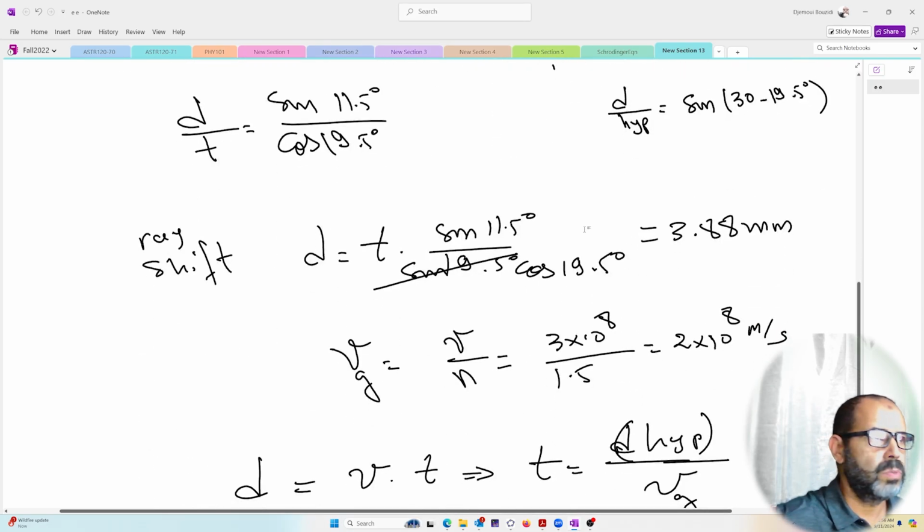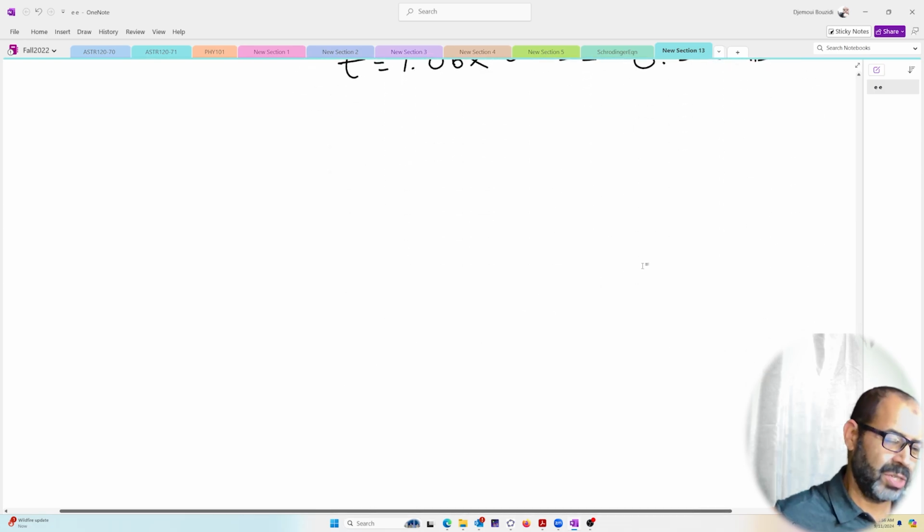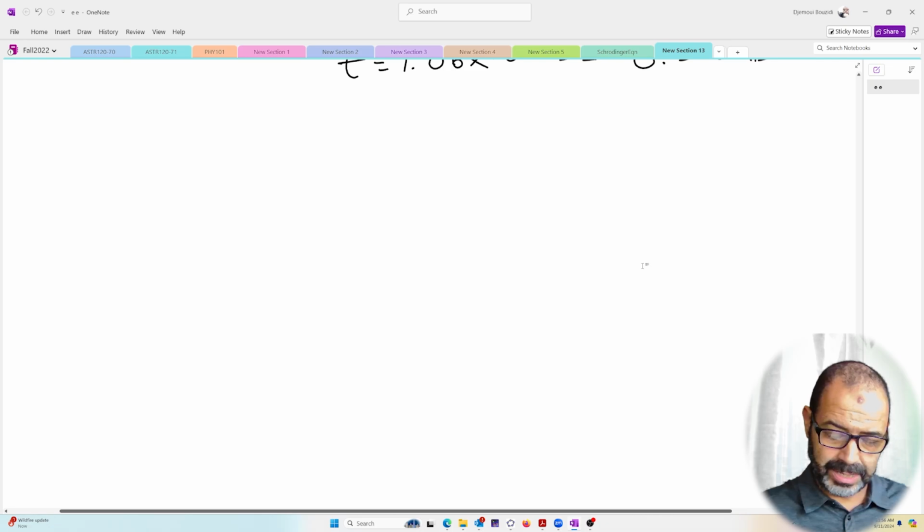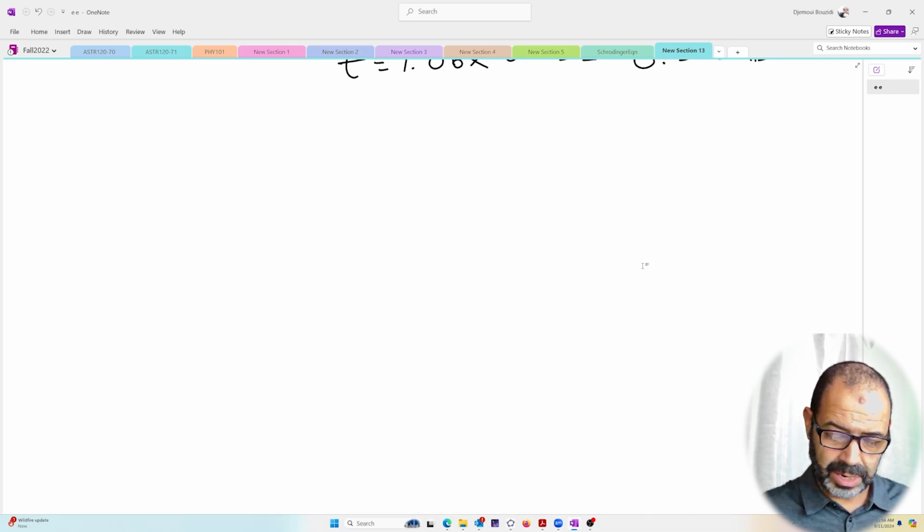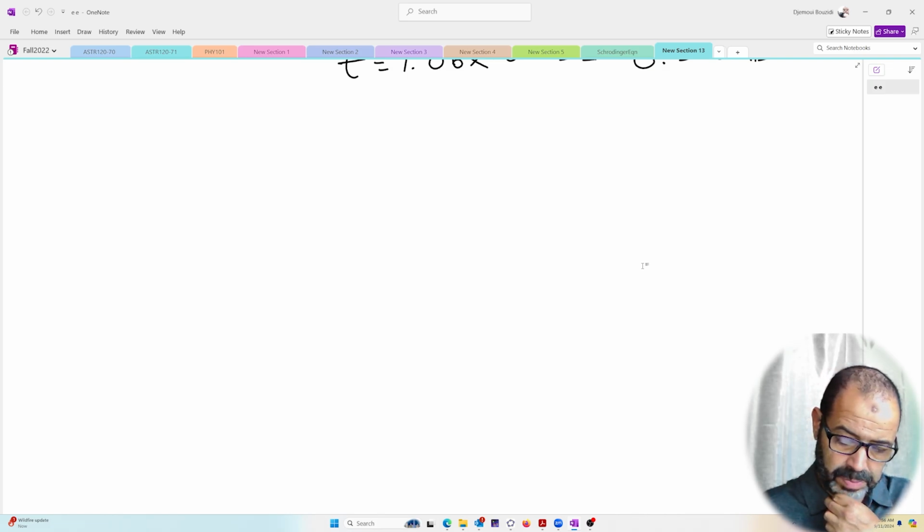I need to speed up this process a little bit. So the next problem is problem 19. It says the light beam shown in the figure makes an angle of 20 degrees with respect to the normal n prime in the linseed oil. Determine the angle theta and theta prime.